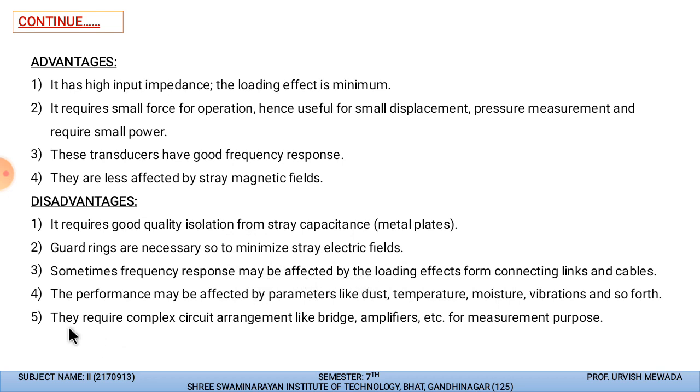Also, they require a complex circuit arrangement, because whatever output is generated through this needs to be processed for proper output on the display. So we require a complex circuit arrangement, like a bridge and then an amplifier, etc., for the measurement or for an adequate output on the display. So these are the advantages and disadvantages of the capacitor pressure transducer.